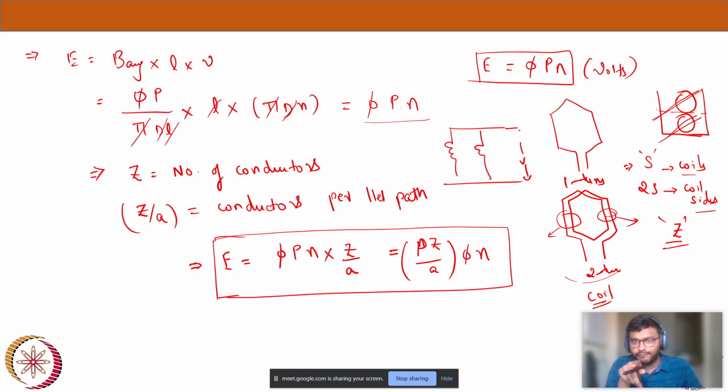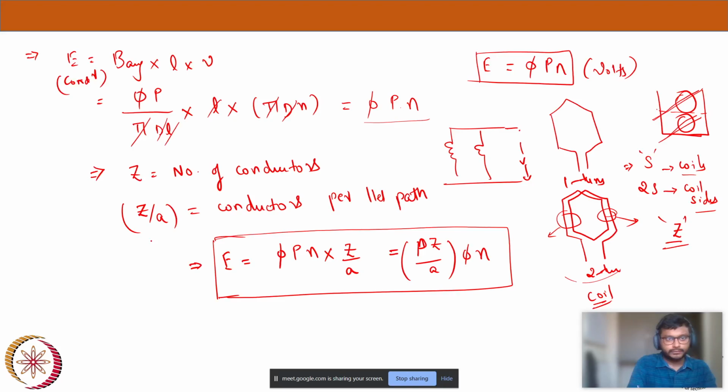Now I know B, L and V. How can you calculate E? That is BLV. B is phi p by pi dl, multiplied by L, multiplied by pi dl. You get the expression for the induced EMF, phi p n. This is the induced EMF only per single conductor.